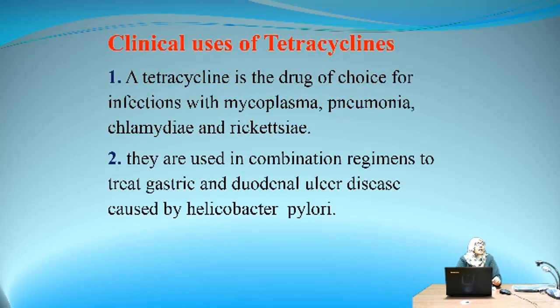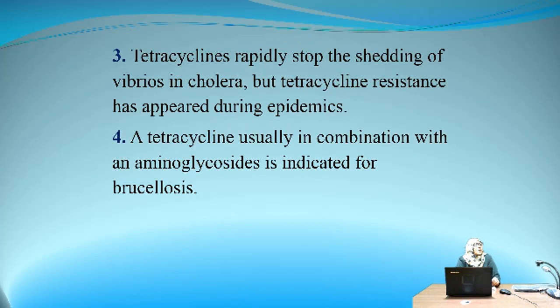Clinical uses of tetracyclines. 1. A tetracycline is the drug of choice for infections with mycoplasma pneumonia, chlamydia, and rickettsia. 2. They are used in combination regimens to treat gastric and duodenal ulcer disease caused by Helicobacter pylori. 3. Tetracyclines rapidly stop the shedding of vibrios in cholera, but tetracycline resistance has appeared during epidemics.